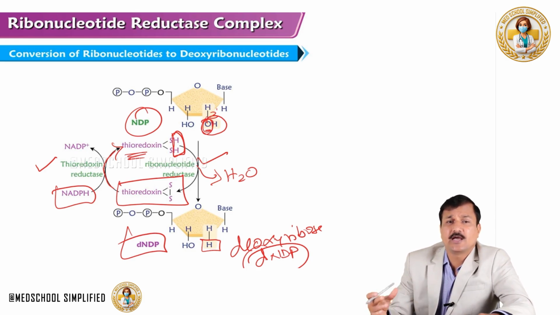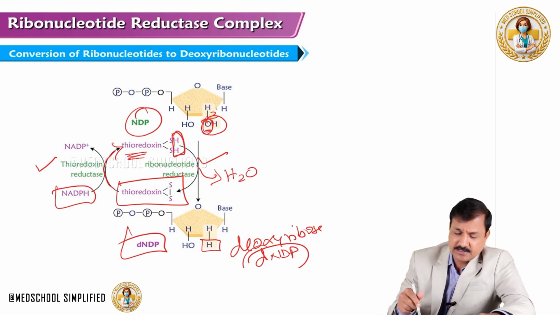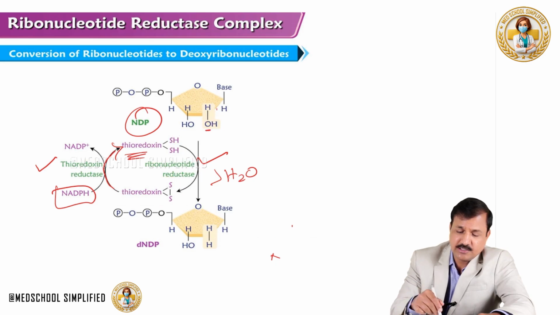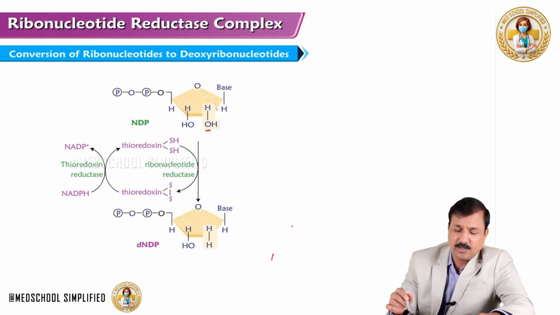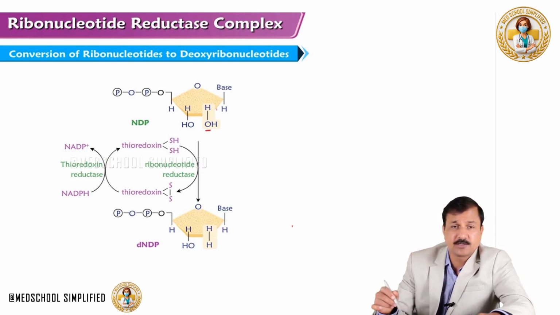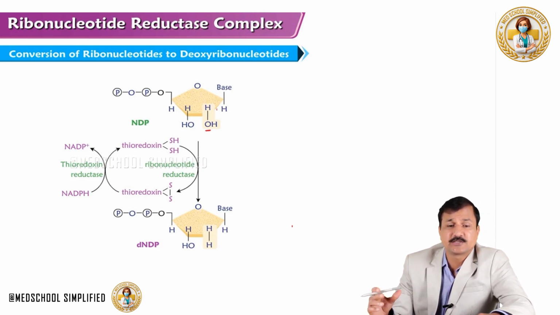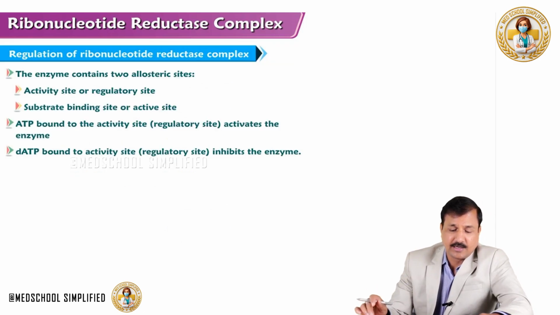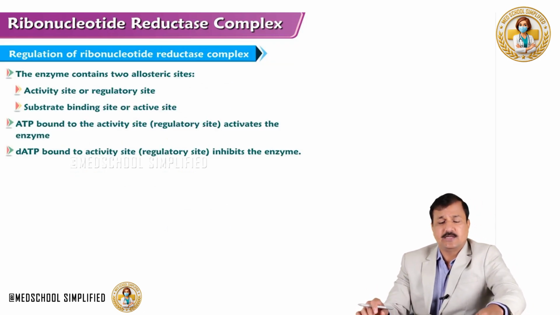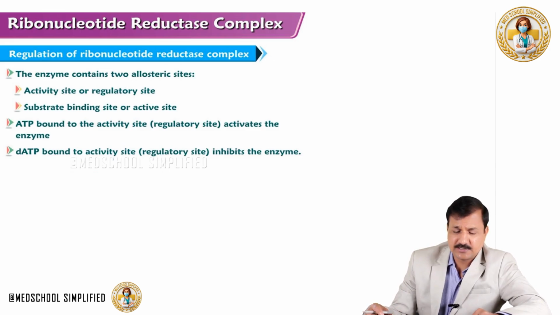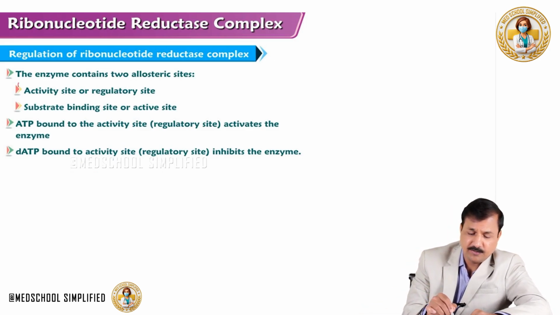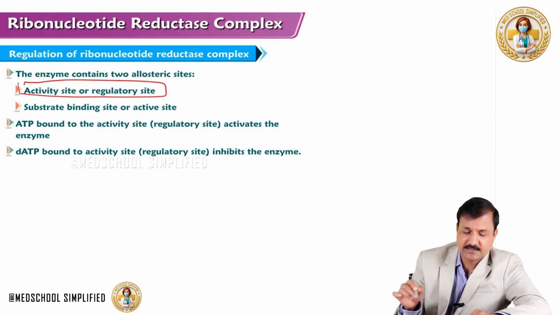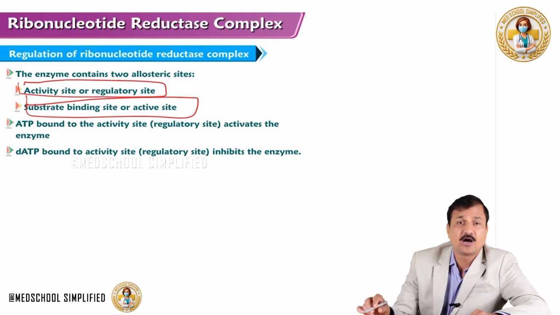This is how deoxy forms of nucleotides are synthesized, and they will eventually go towards DNA biosynthesis. So that means ribonucleotide reductase is the most important enzyme in the formation of DNA. It is obviously a complex enzyme, and its regulation is a complex process. It has two important sites here. One is the activity site or regulatory site, the other is the substrate binding site or active site.